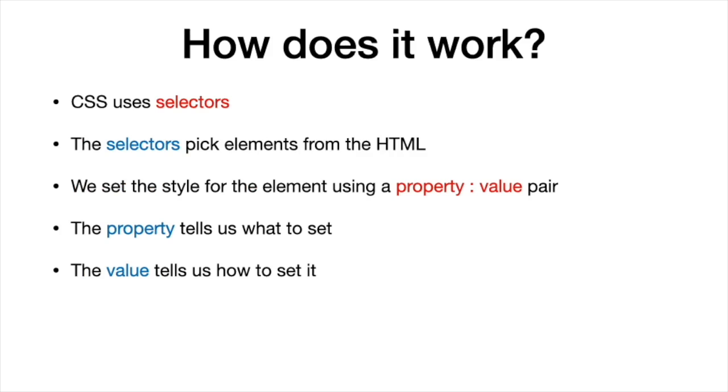So how does it work? CSS uses selectors. The selectors pick elements from the HTML. We set the style for the element using a property value pair. The property tells us what to set, and the value tells us how to set it.